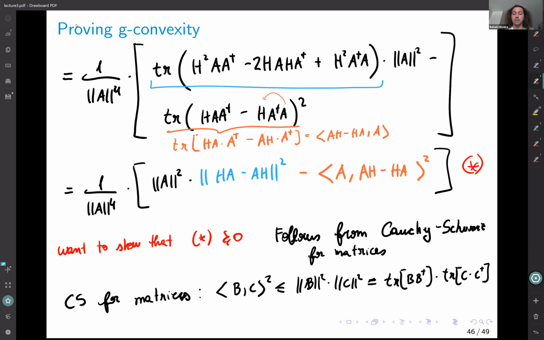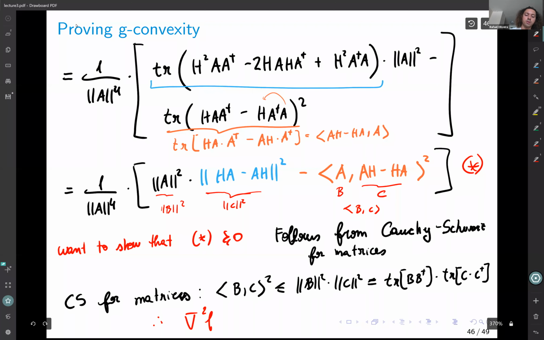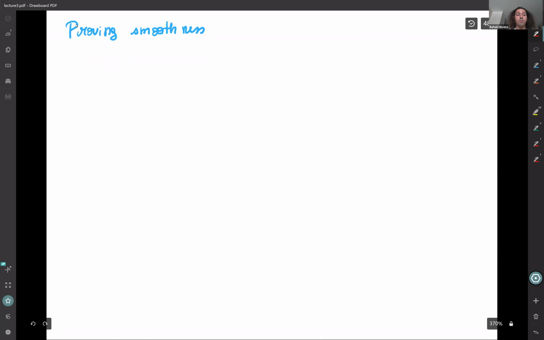Okay, so now we wrote it this way, and you can see that this guy is an inner product. If we call this matrix B and this one C, this is the inner product of B and C, and this is exactly the norm of B squared, and this one is the norm of C squared. Therefore, the Hessian that we just computed at A is greater or equal to 0. So we get the G-convexity. And now we have geodesic convexity, all we need to prove is smoothness of our matrix.